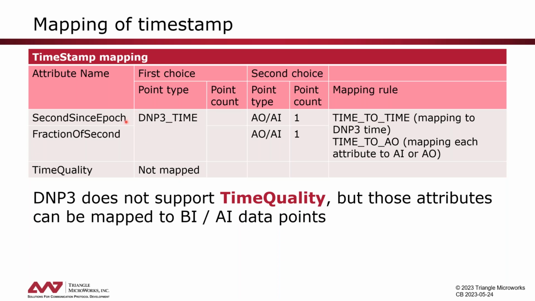The other attributes of our timestamp map directly into the DNP3 time. Preferably, if DNP3 doesn't support time, they can be mapped onto two analog input or analog output points. But as I mentioned, the time quality cannot be directly mapped, but the 1815.1 standard also defines a way we can map it onto individual binary inputs and analog inputs.